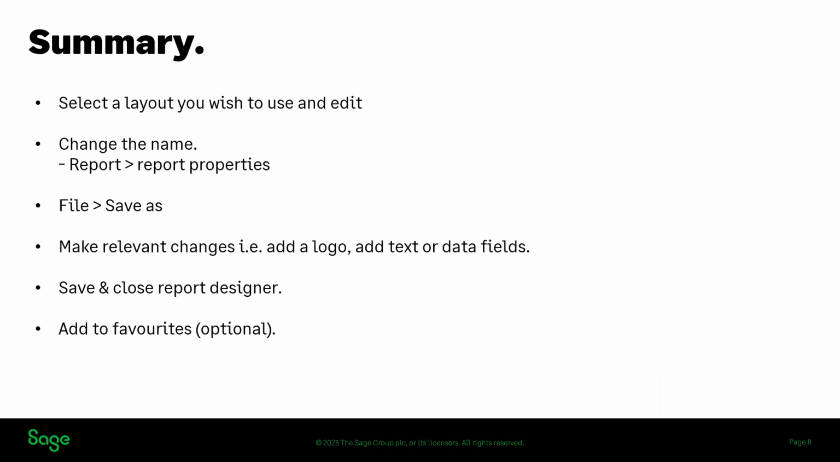Okay, so to summarize the session, you're going to select the layout you wish to use and edit. You're going to change the name by going to report and then report properties. You're then going to do file and save as, and you're going to change the file name as well. You're then going to make your relevant changes, so add a logo, add text or data fields. You will then save the report or layout and then close Report Designer, and then adding to favorites is optional.